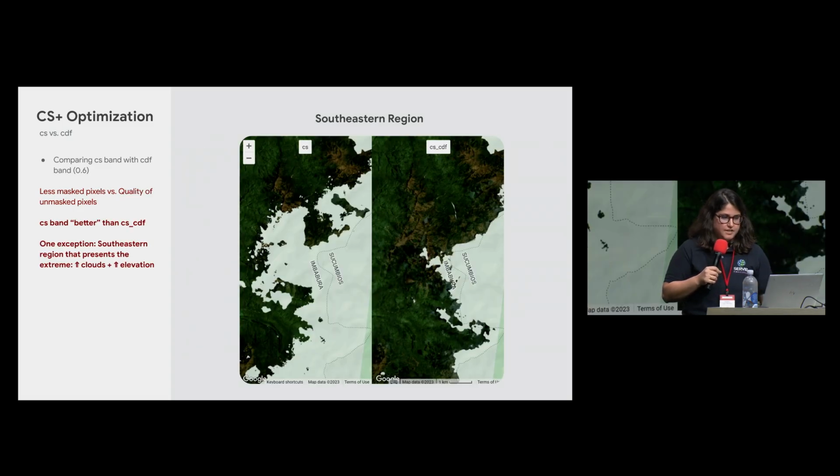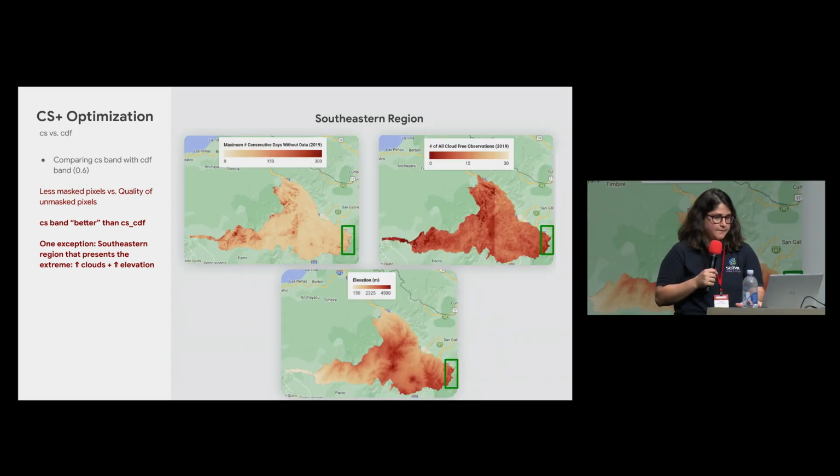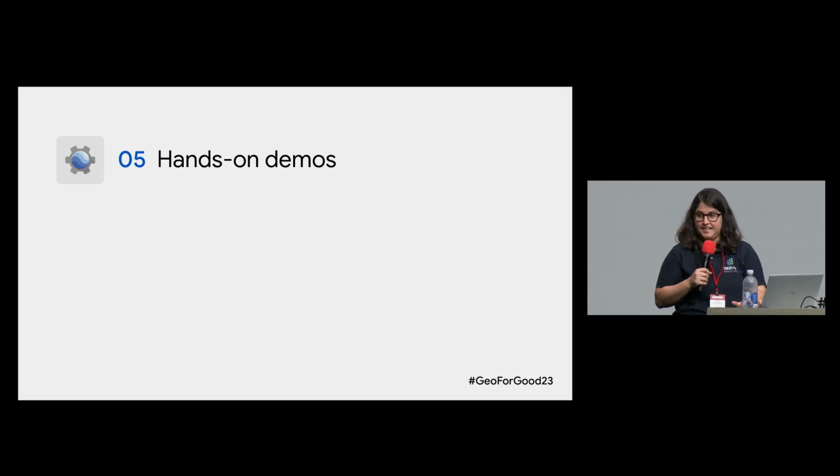But overall, the CS band seemed to do a better job for the whole area, except for one region. There was one region where it was the opposite, and that was the southeastern region. But that's the only part of the Imbabura province where we get extreme cloud cover with very high elevation. So for that extreme case, the CDF band seemed to do a better job. I think that was also in agreement with other testers who were testing this product over very high elevation and a lot of cloud cover. And that's it.